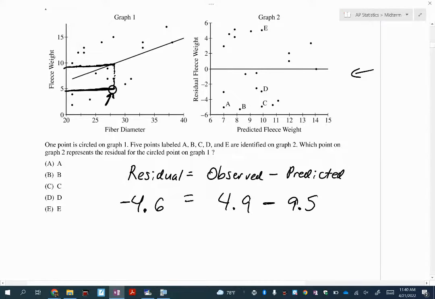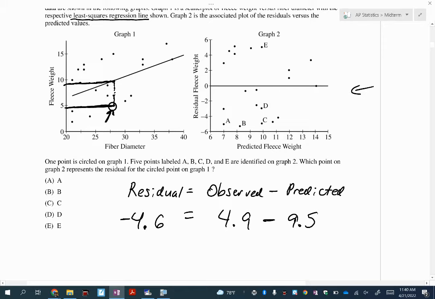Okay, so now I'm going to go to graph number 2. The key thing I noticed about my residual is that it's negative. Do you see that? That means the model is predicting a value higher than what's actually happening in our experiment here. So when I look at my residuals plot, my dot needs to be negative. It needs to be below 0. So which one am I crossing out right away? Because it's not negative, E. E is up here. That's positive, so no, that's not going to work.